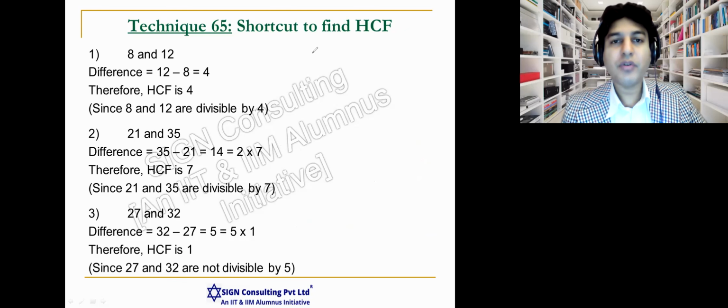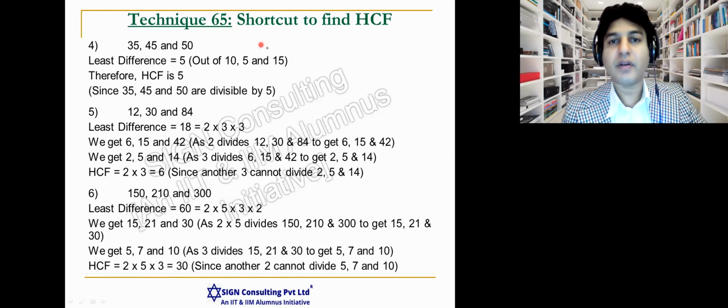So let's move to the next slide. We'll do a couple of other problems. Now I'm slightly increasing the difficulty level here. I'm supposed to find the HCF of 35, 45 and 50. So what I do is, 35 and 45, the difference is 10. 45 and 50, the difference is 5.